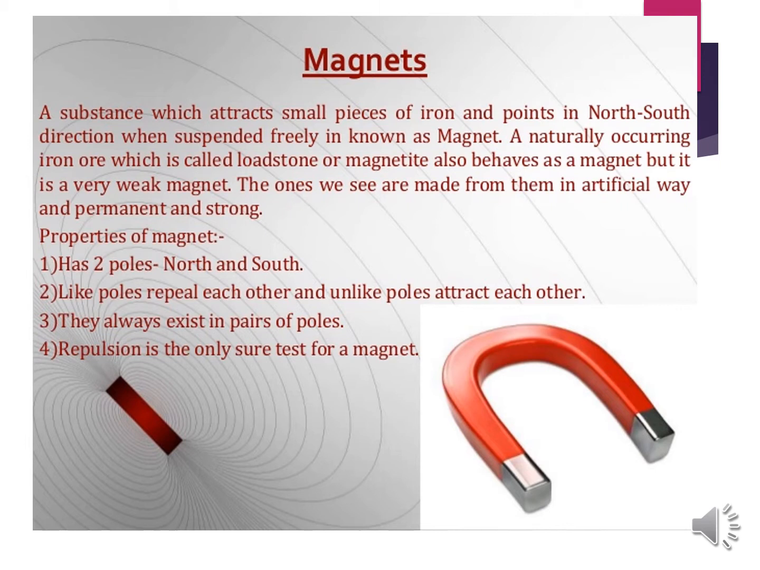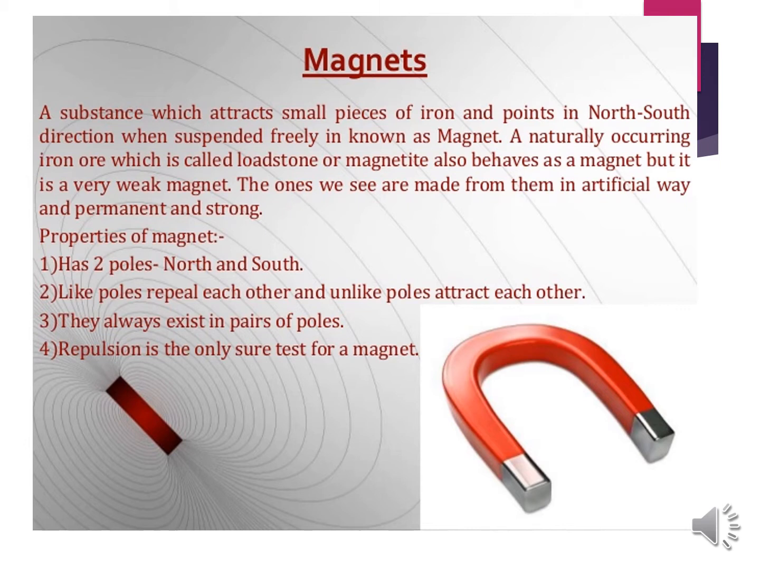A magnet is a substance which attracts small pieces of iron and points in the north-south direction when suspended freely. A naturally occurring iron ore, called lodestone or magnetite, also behaves as a magnet, but it is a very weak magnet. The ones we make artificially are permanent and strong.